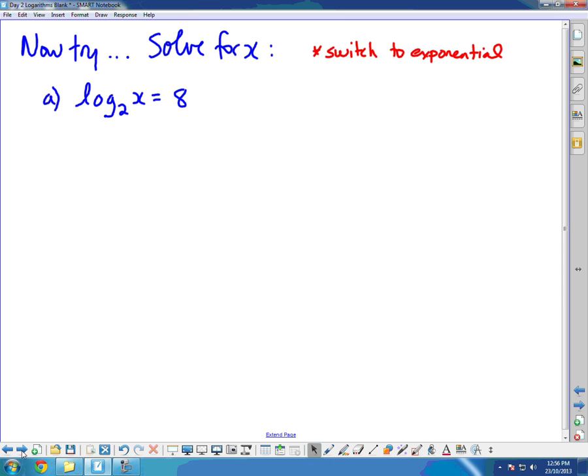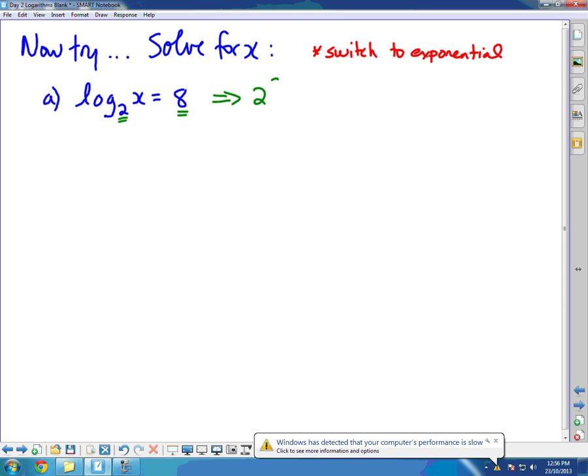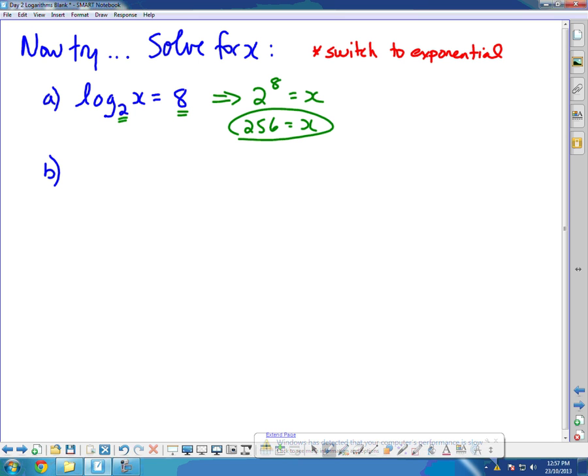All right. So the first one is asking log x base 2 equals 8. Again, you might be able to stare at it and answer the question, but let's not worry about it. Switch it to an exponential equation. So the base is 2. The exponent is 8. And the answer is x. Now this is a very simple question. 2 to the power of 8 is 256. And that's a much simpler equation to solve. What about b?